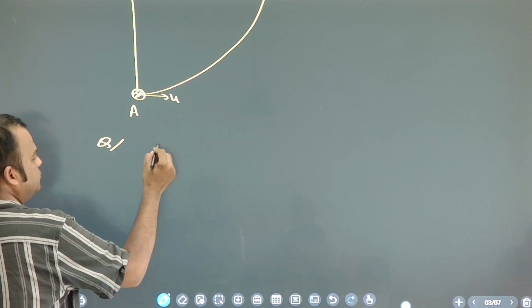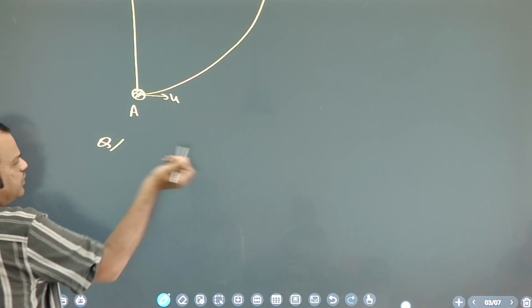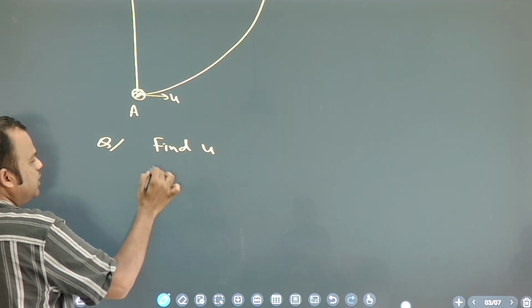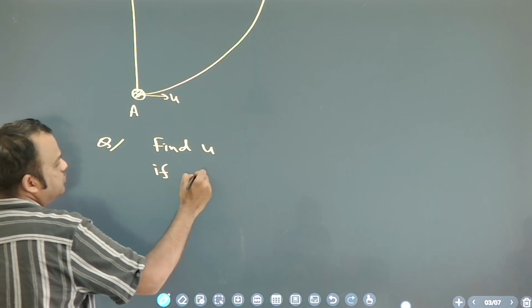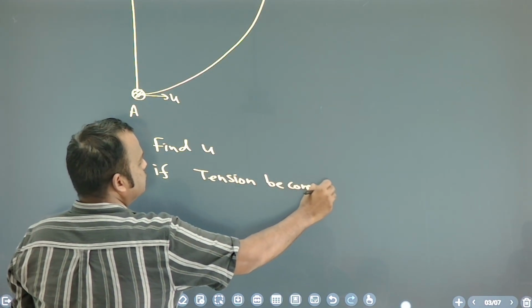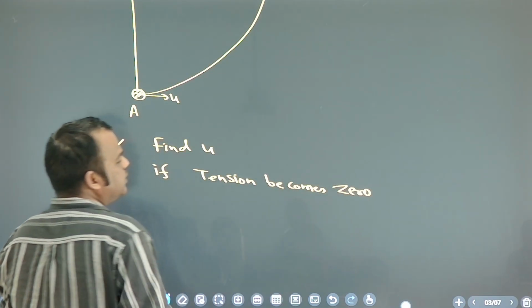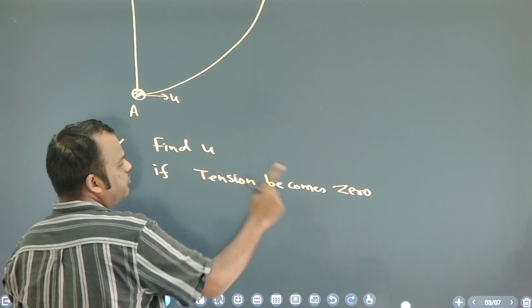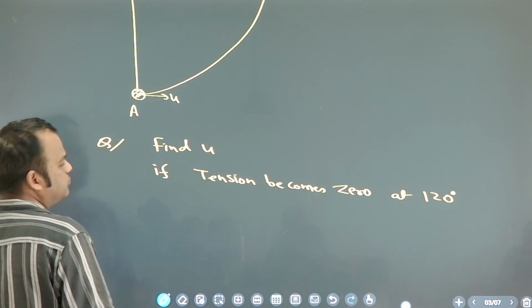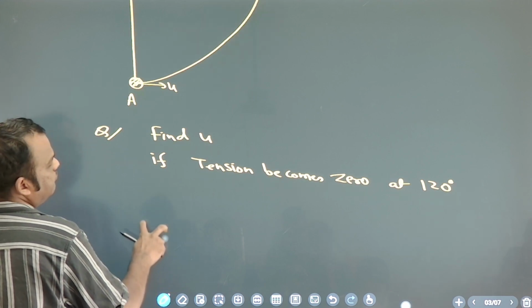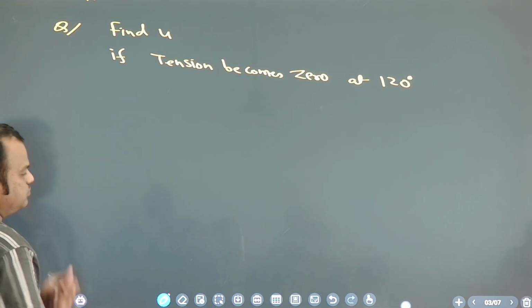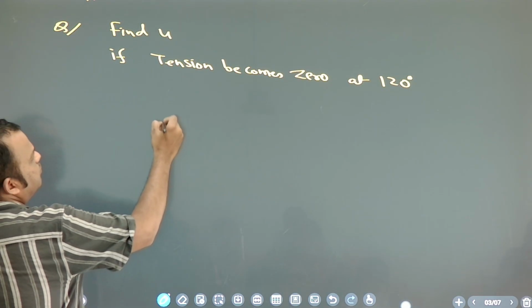So note down. Now write down the question. Find u if tension becomes 0 at 120 degree.